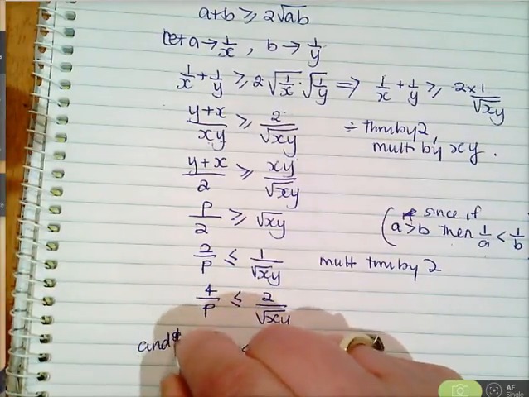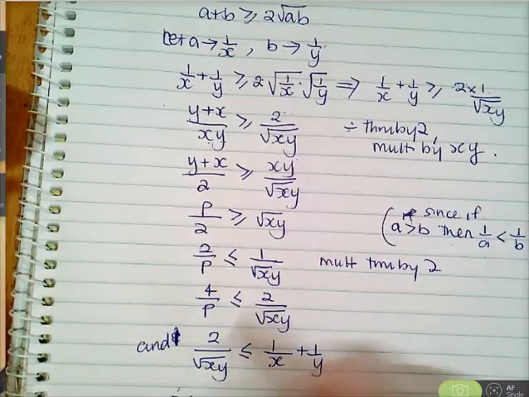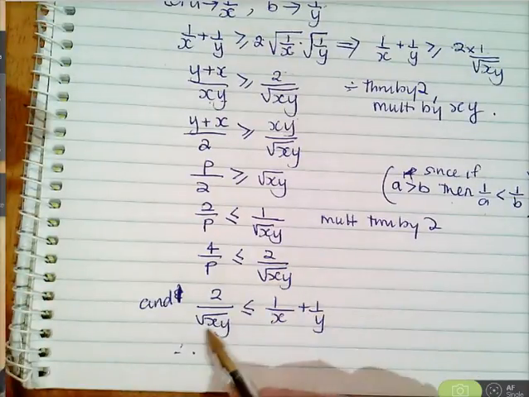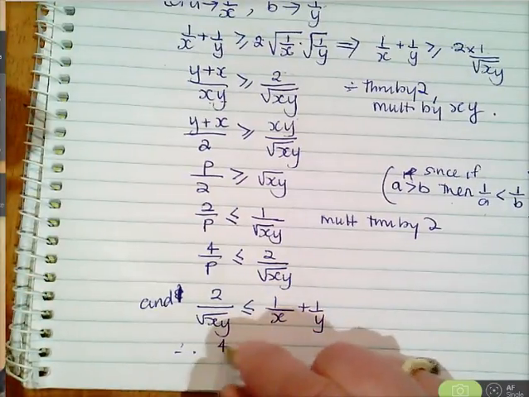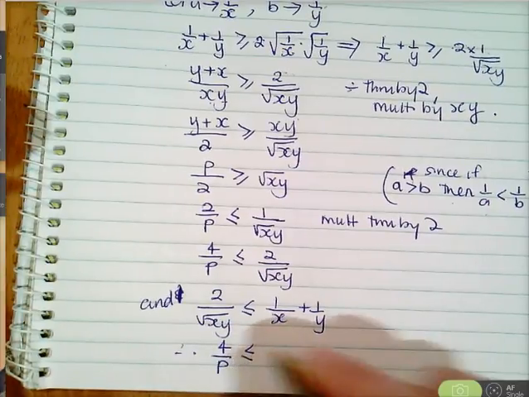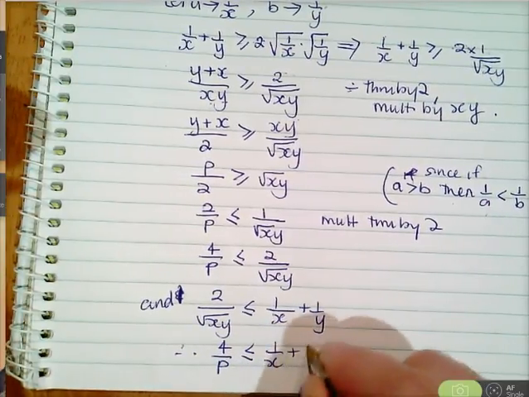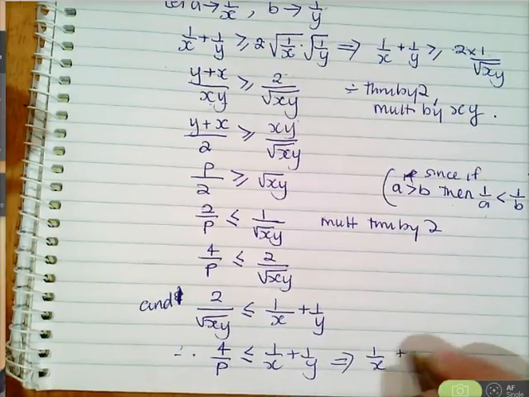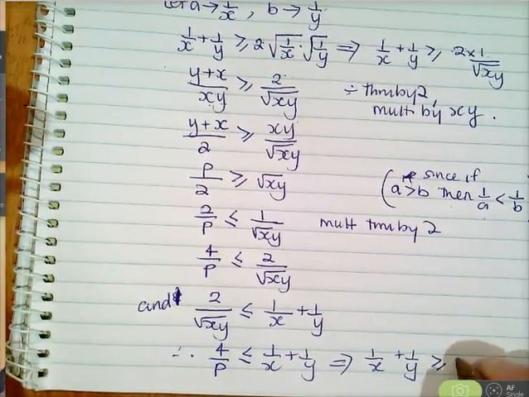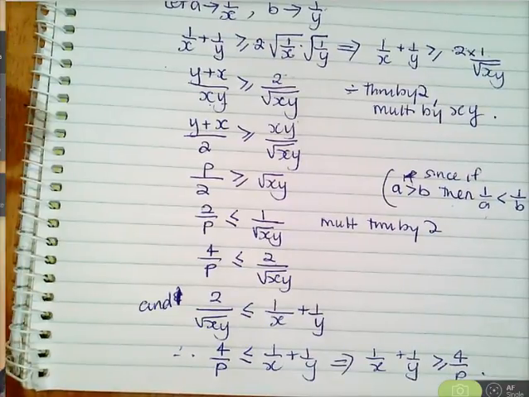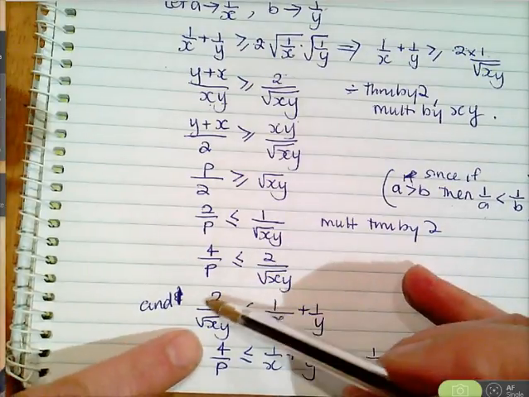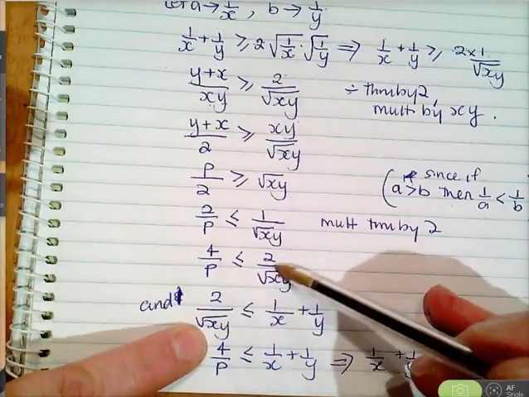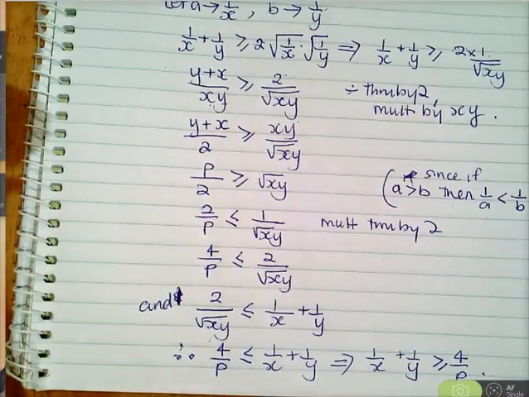And we know that. And so therefore, the 2 over root xy is the middle length. So therefore, 4 over p is less than or equal to 1 over x plus 1 over y, or actually in the question it's written the other way, that 1 over x plus 1 over y is greater than or equal to 4 over p. So therefore we've proven that first result using this middle link here, that the 2 over root xy was the middle link for that question.